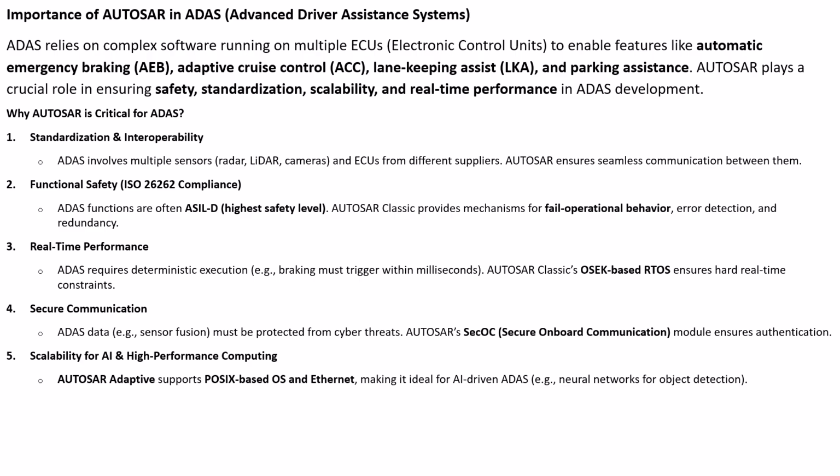Now, ADAS relies extensively on complex software running on multiple ECUs to enable features like automatic emergency braking, adaptive cruise control, lane keeping assist, and parking assistance. Of course, as technology is advancing, many OEMs are shifting to embed all these features into a single ECU, which is called a high performance computer or HPC. But still, many OEMs or automakers are continuing with multiple ECUs.